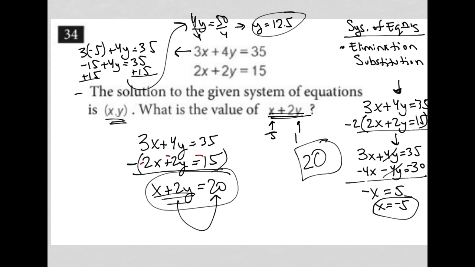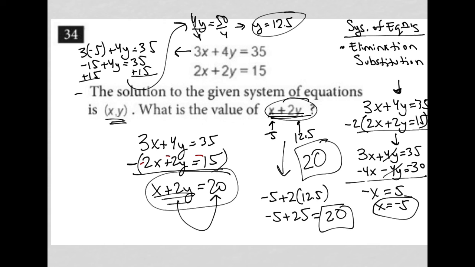which gives me my second thing that I can plug in. So when I recreate this x plus 2y, it's going to be negative 5 plus 2 times 12.5. 12.5 times 2 is 25, so it becomes negative 5 plus 25, and negative 5 plus 25 is 20. So same answer, the answer is 20, but as you can see, it took me a bit longer to get there the more traditional route.